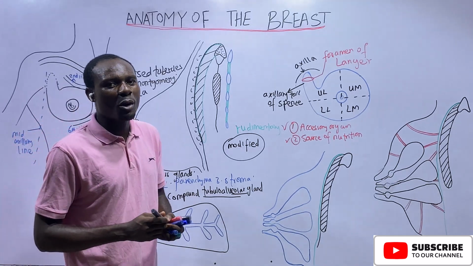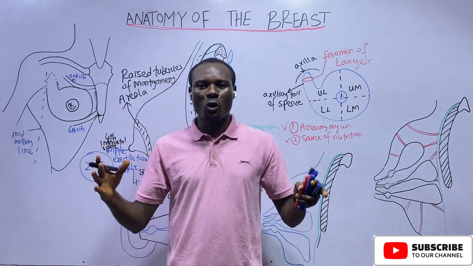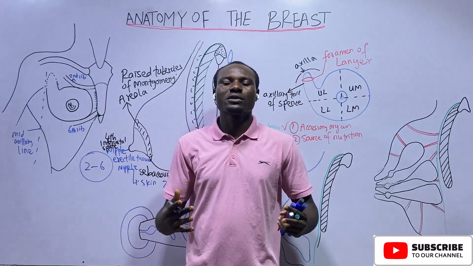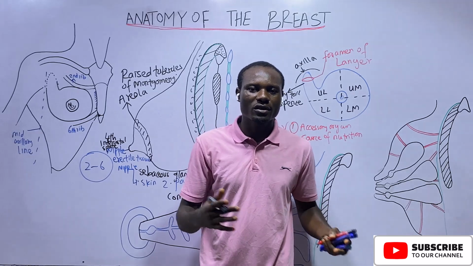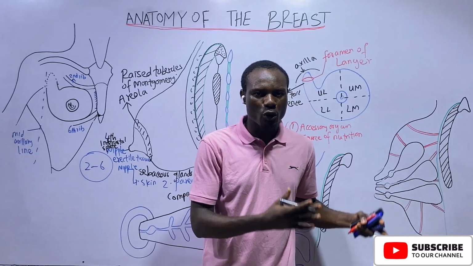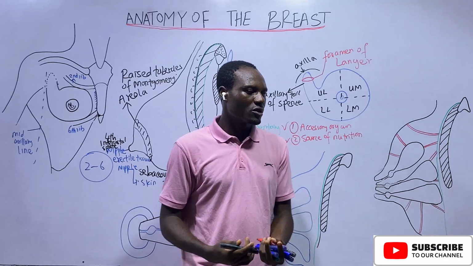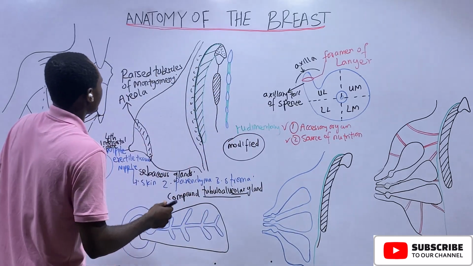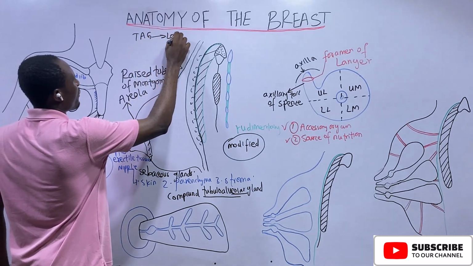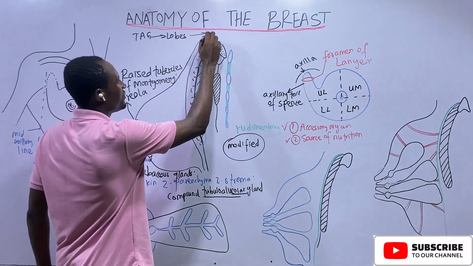Alright. So this compound tubulo-alveolar gland, that's actually a modified sweat gland, is divided into lobes. How many lobes? 15 to 20 lobes. So it varies, but the lobes range from 15 to about 20. Then each lobe is divided into lobules. So what you simply have is tubulo-alveolar glands made up of 15 to 20 lobes. Then the lobes will subdivide and give you lobules.